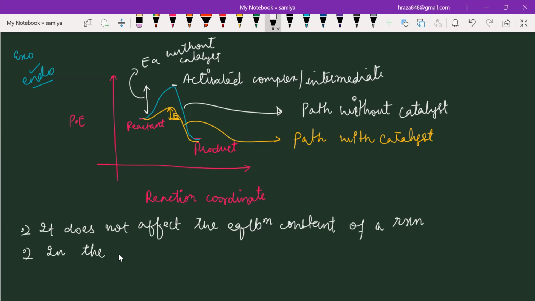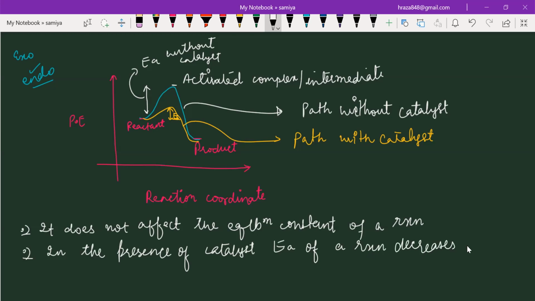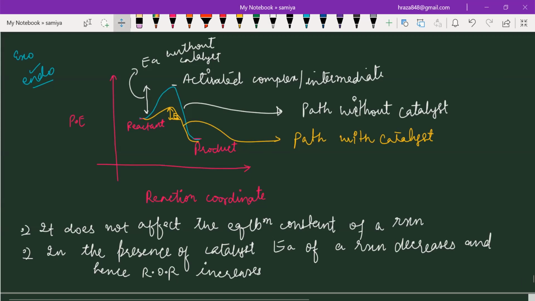In the presence of a catalyst, the activation energy of a reaction decreases, and hence ROR, that means rate of reaction, increases. Rate of reaction increases.